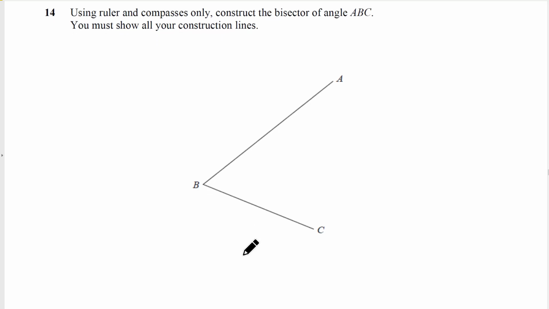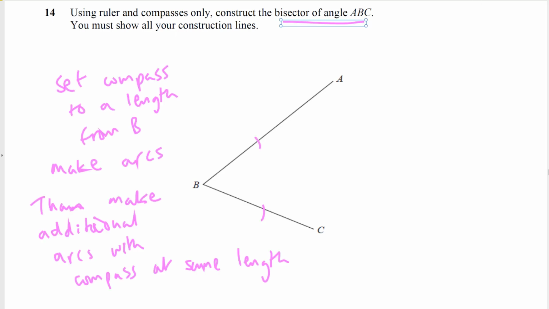Okay, bisector. Right, normally how you do this is, you normally set a compass to a length from B, make an arc, keep it the same length, then from here set your compass point here, do some more arcs from here and here, and where it sort of intersects like that, then that will be your bisector. Oops, oh, that's just terrible, but you get the idea.